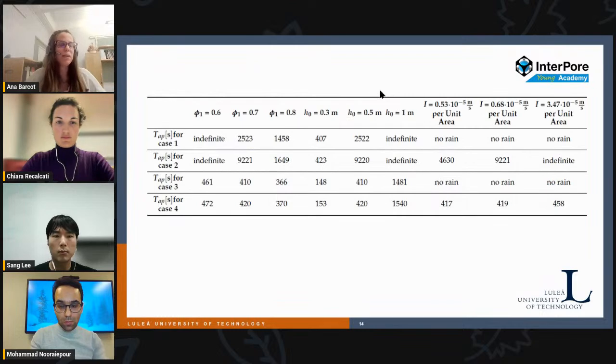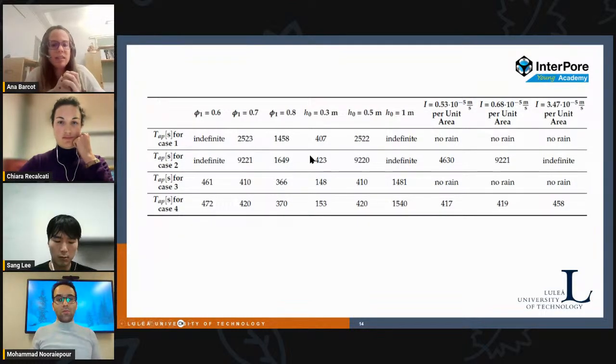Here is just a summary of all of the results, to summarize what I have been explaining so far: when it comes to cases 1 and 2, the absorption time is much longer compared to cases 3 and 4, where we include the soil.